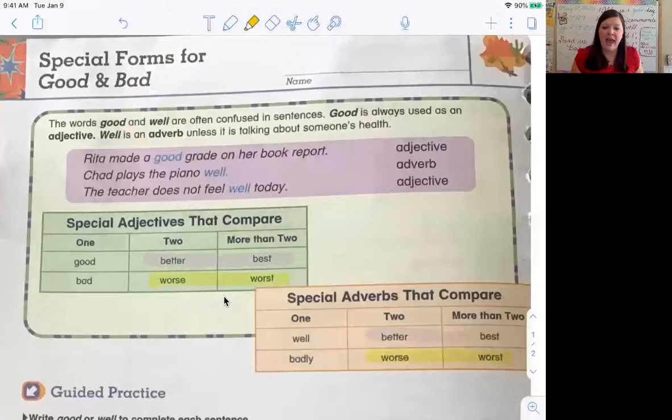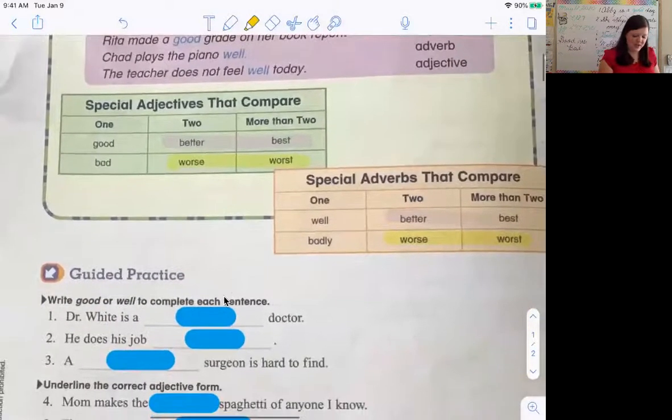So good and bad, well and badly. Let's say those together, starting at well. Well, better, best. Let's say that again. Well, better, best. Go down to the last one. Badly, worse, worst. Badly, worse, worst. Remember, badly is the adverb because it ends with an ly, okay? Let's look at this guided practice together.